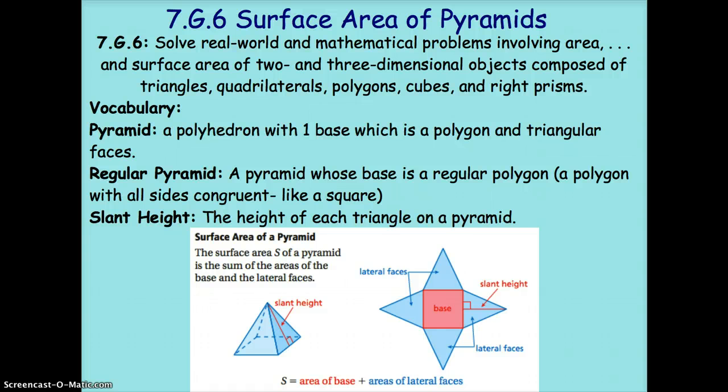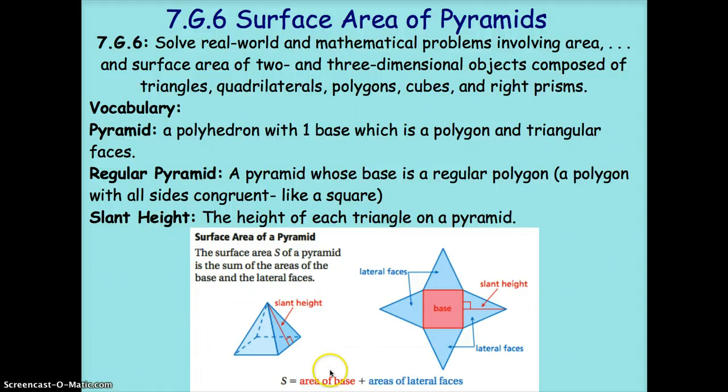We have a regular pyramid. The definition is a pyramid whose base is a regular polygon. And remember, a regular polygon is a polygon with all sides congruent, for example, a square or an equilateral triangle. And the final word is slant height. The slant height is the height of each triangle on a pyramid.